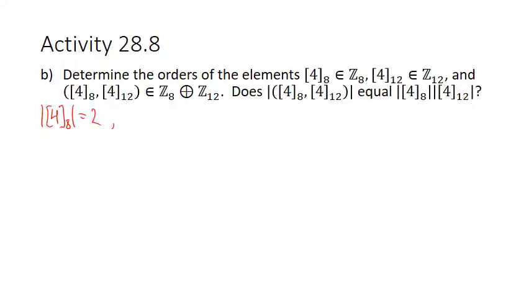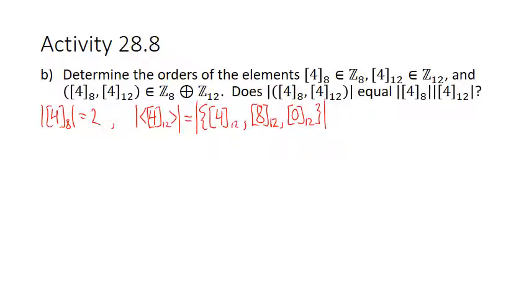So now let's do what is the order of 4 in Z12. So this is going to be the order of the cyclic subgroup generated by 4 modulo 12. So this is going to contain, first of all, 4, and then 2 times 4, I won't write that out, but that's just 8. And then 3 times 4 is going to be 12, which will be 0. Okay, so once you get to 0, you stop. So the order is the number of elements in there, which is 3.